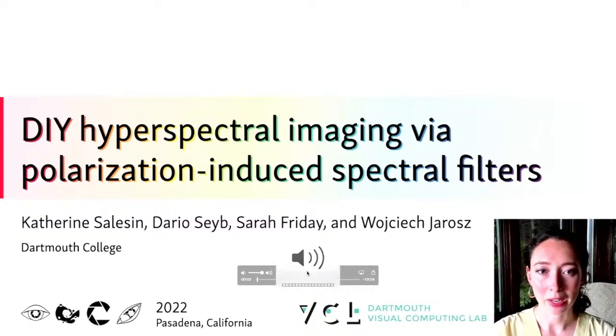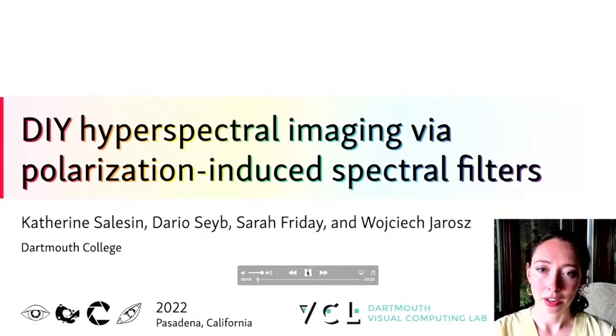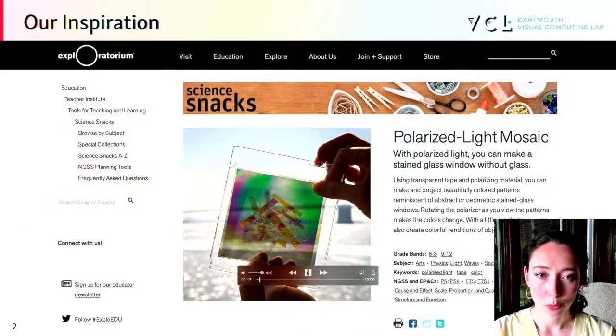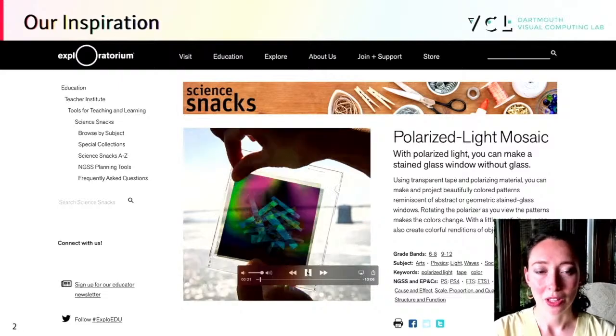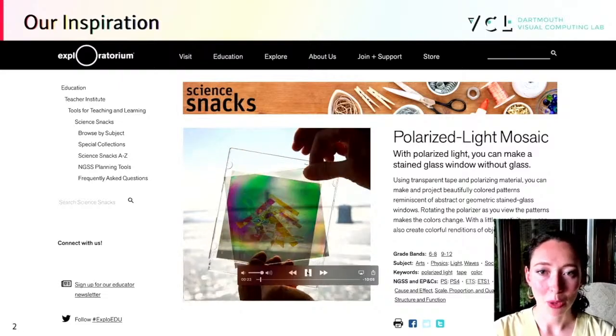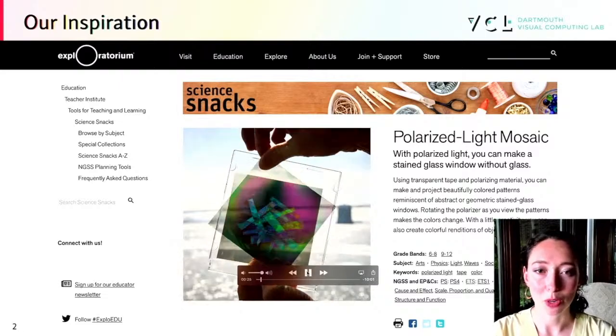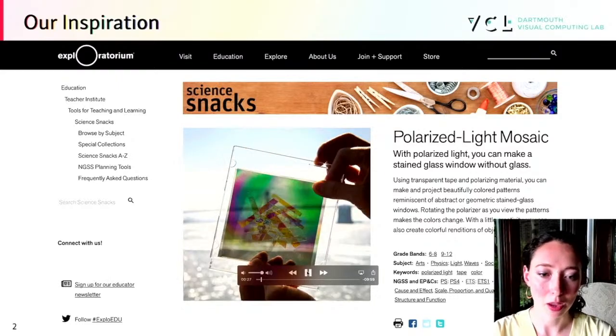Hello, my name is Katherine Salesin, and I'll be presenting our paper, DIY Hyperspectral Imaging via Polarization-Induced Spectral Filters, co-authored by Dario Seyb, Sarah Friday, and Wojciech Jarosz from Dartmouth College. The inspiration for this project came from fun experiments like this, which show the kaleidoscope of colors you can create by placing strips of clear packing tape between two polarizers and rotating them.